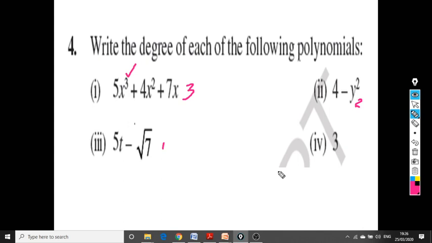Just look into the last example. In this case, you do not find any variable. So you can write x yourself, and the x has a power 0. So this is an example of a constant polynomial, where the degree of the polynomial is 0. So there are certain examples given in the NCERT. We have discussed those examples. We can discuss more examples like this.